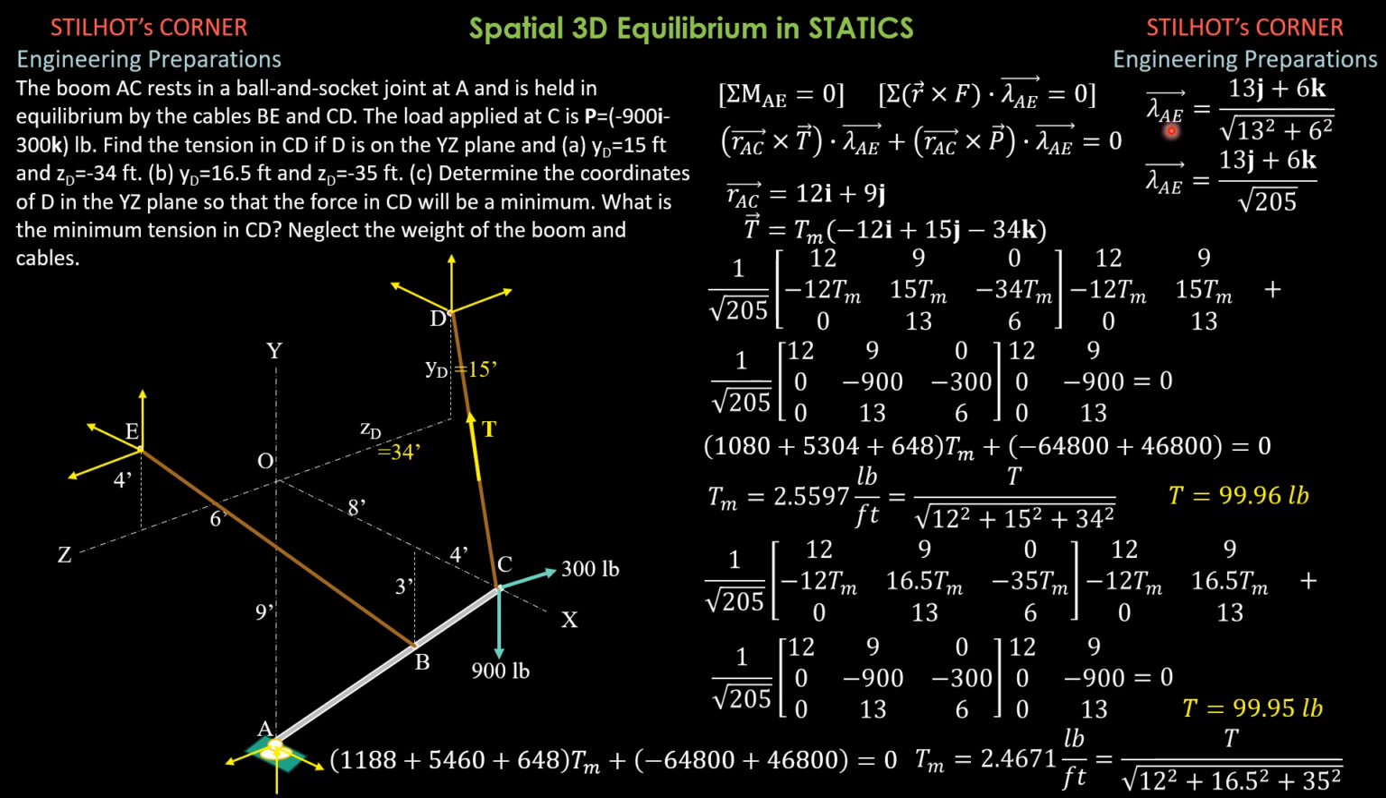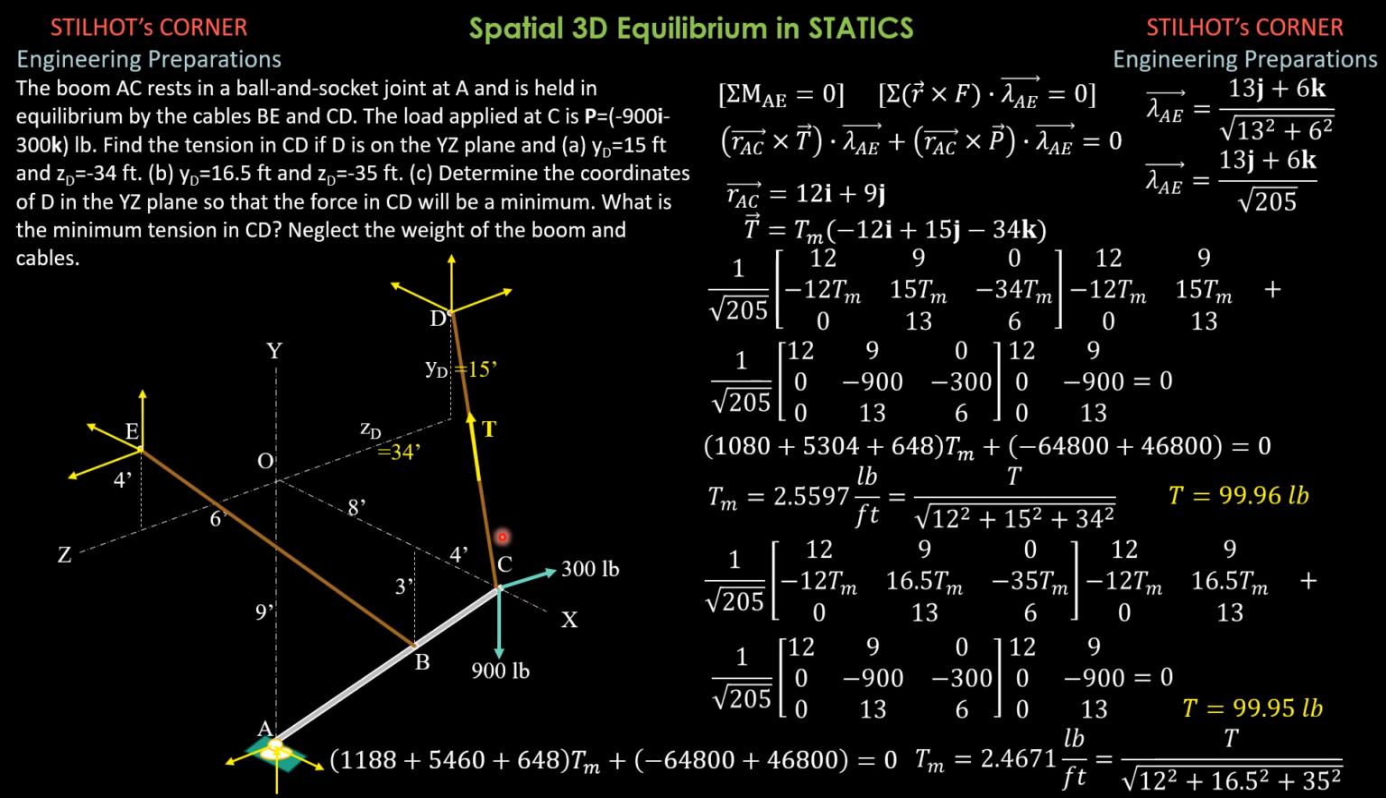So the unit vector of AE, which is this axis here, is up 9, then another up 4, so 9 plus 4 is 13j, then forward 6, so 13j plus 6k divided by the magnitude, square root of 13 squared plus 6 squared, and I just write it as 13j plus 6k over square root of 205.